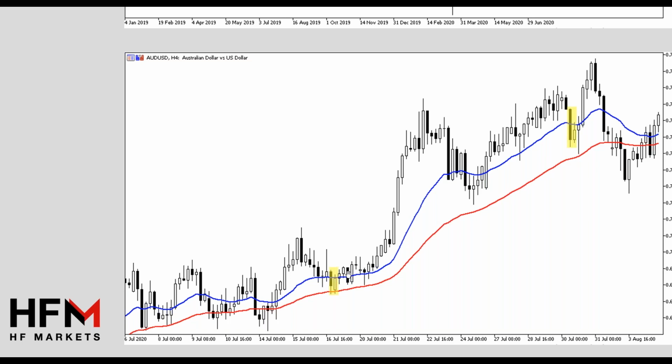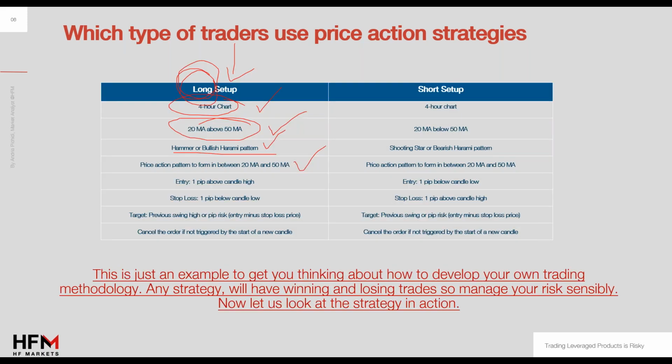We set the stop loss at the bottom of the harami. Can you see that? A pip below candle low. If I say candle low, we are referring to the harami. So a pip below the harami low, or the hammer low if you have identified a hammer. The target is either set at the previous swing high or by pip risk. What do we mean?